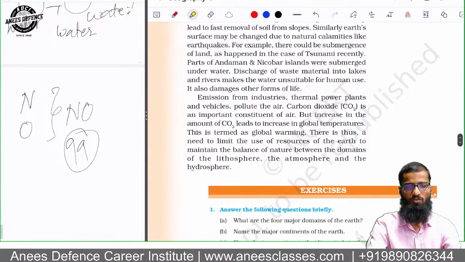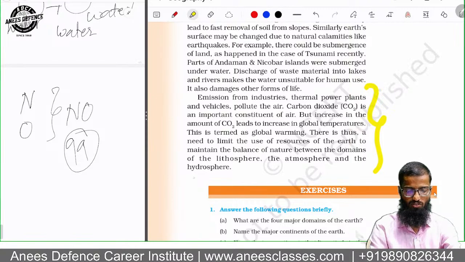Last thing we are studying. Emission from the industries, thermal power plants, vehicles pollute the air. CO2, that is carbon dioxide, is an important constituent of air, but an increase in the amount of CO2 leads to an increase in the global temperature. इसको बोलते हैं global warming. Thus, there is a need to limit the use of resources of the earth to maintain the balance of nature between the domains of the lithosphere, atmosphere and the hydrosphere.